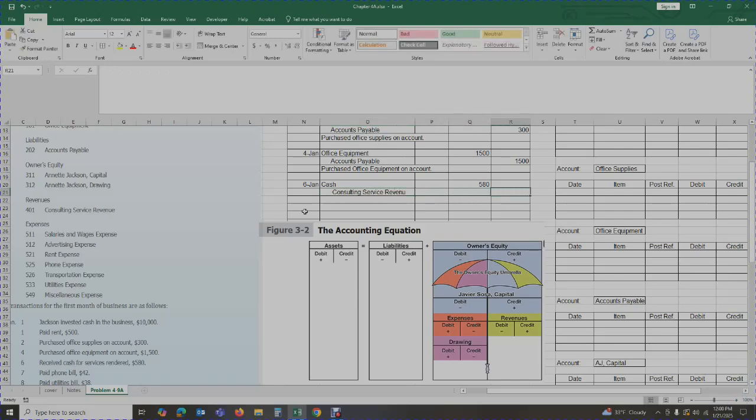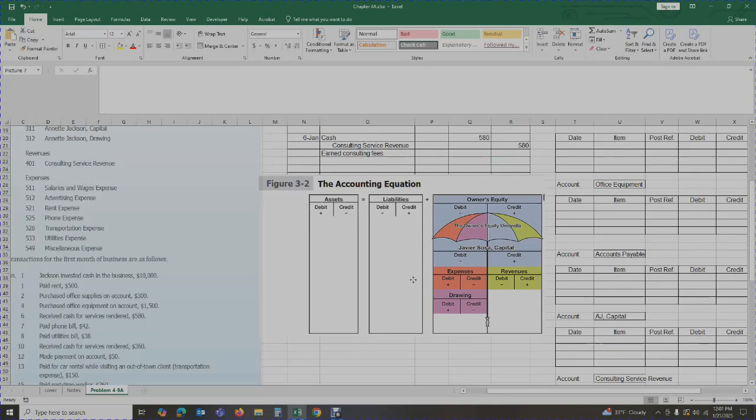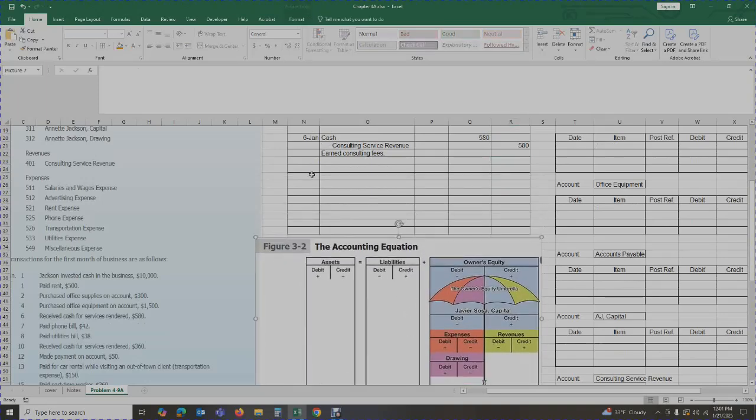My consulting service revenue is a revenue account, and it's increasing with a credit balance of $580. So on January the 6th, we earned consulting fees. As you see, the journalization process is very simple. Debits always go on top, credits follow. Debits must equal credits.